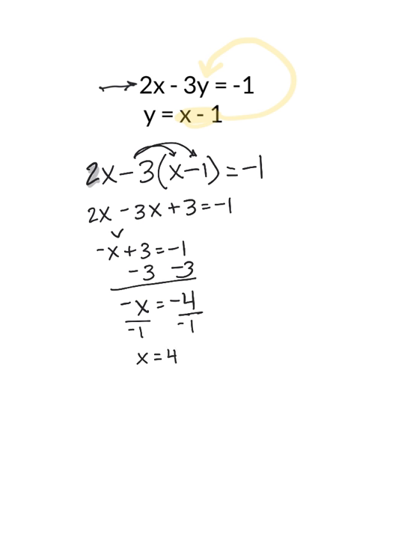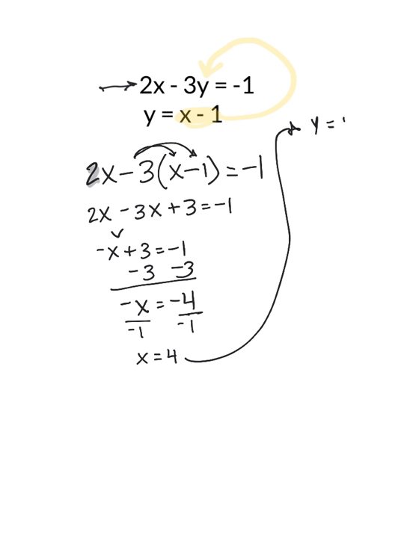Now remember, this is just part of our solution. When we solve systems of equations, we're looking for a coordinate. So now I need to take this x and substitute it back into one of the equations. Doesn't matter which one. I like to use the one where it's already isolated. I find that is easier.